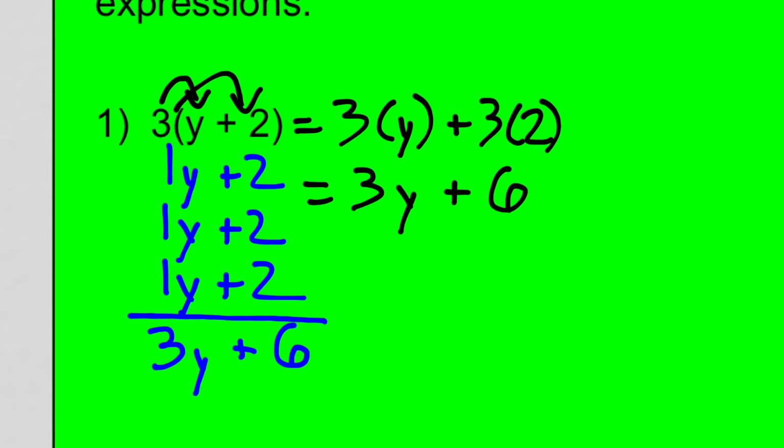So the way we would use the distributive property in algebra is to simplify an expression and make those parentheses go away. It's called expanding it. Let's do another one. 4 times x minus 7, or a better way of saying this is 4 groups of x minus 7.